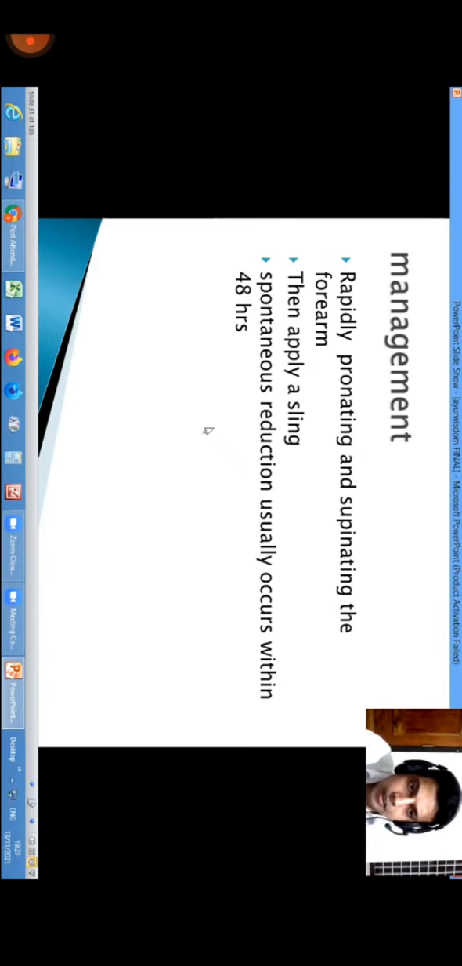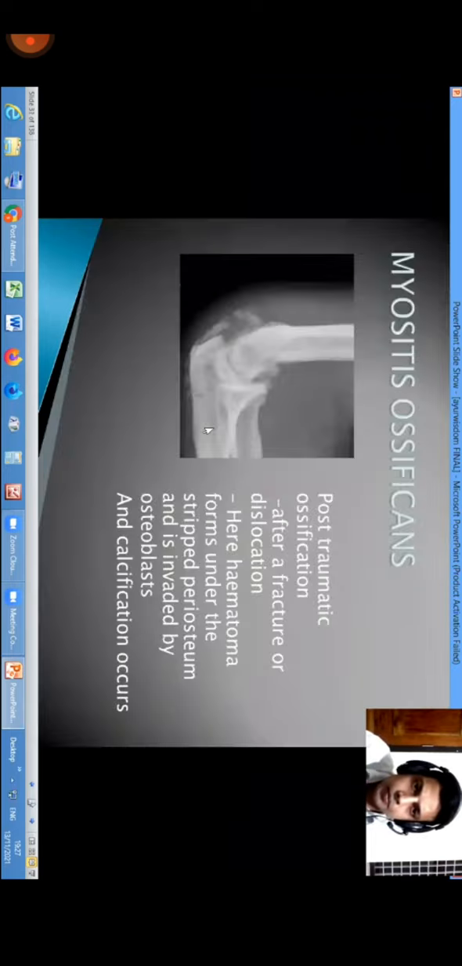Don't worry about the reduction. Spontaneous reduction usually occurs within 48 hours. And 1 week of sling is enough for pulled elbow.